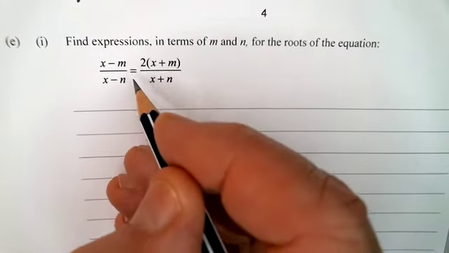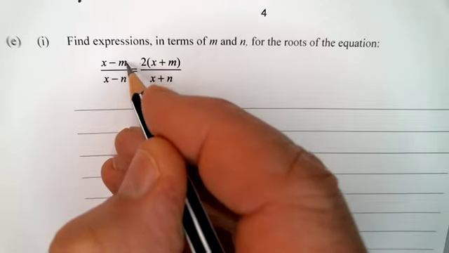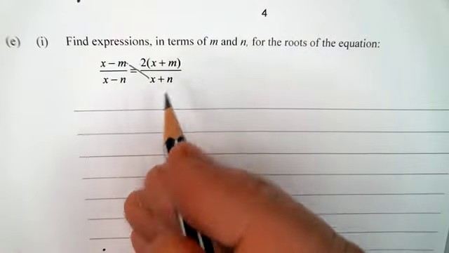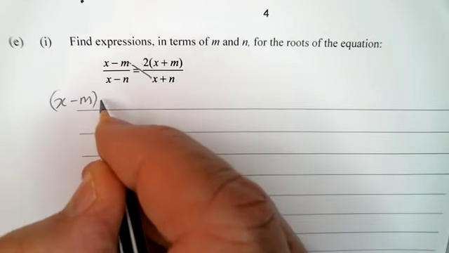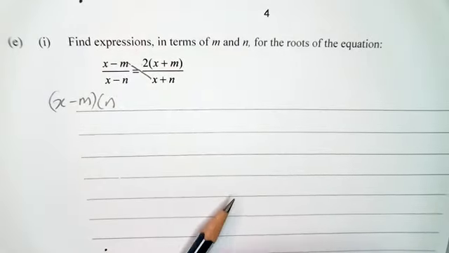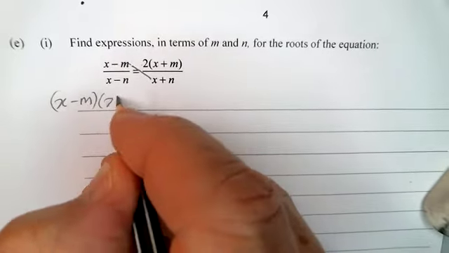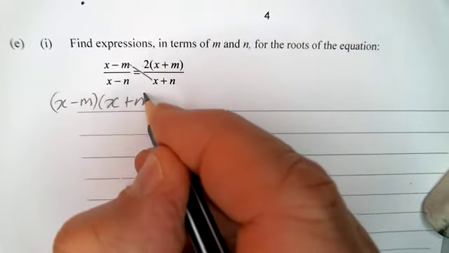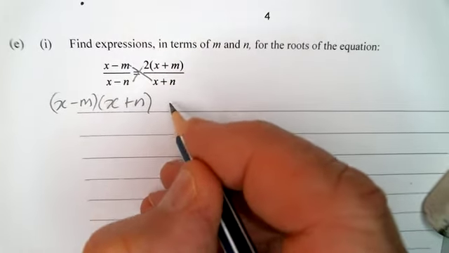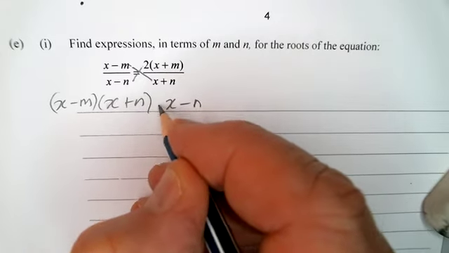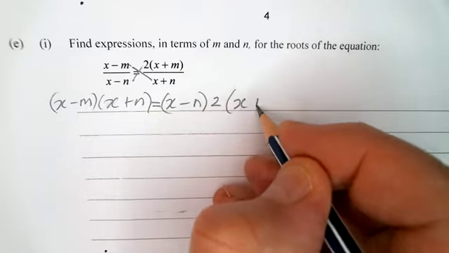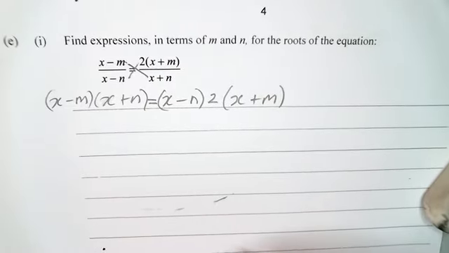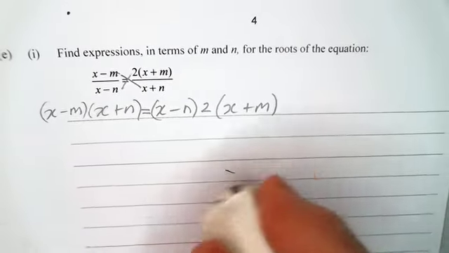So first of all, I'm going to cross multiply. So this times this. So let's see what we've got here. We've got x minus m times x plus n. That's the first bit. And over here we're going to have x minus n times 2 lots of x plus m. All right, let's expand all that out and see where we get to.